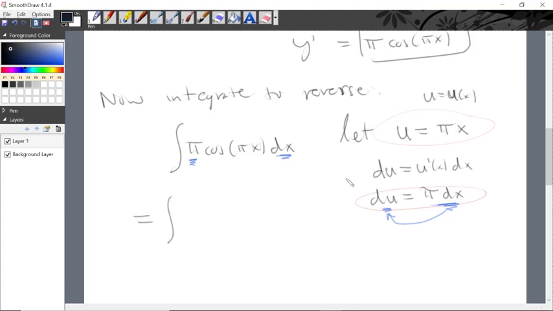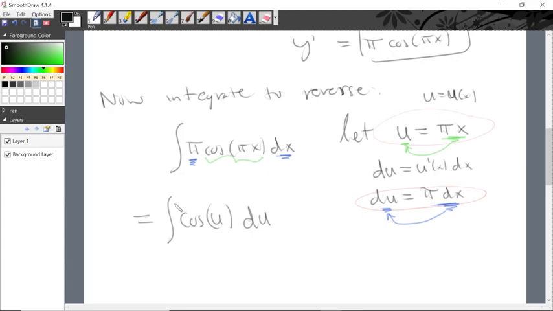So if we replace pi dx by du, then I can just put du, the differential with respect to u, at the end of this. And then replacing cosine of pi x, well, since we chose pi x is equal to u, then the cosine of pi x turns into the cosine of u. So we now have the integral of cosine of u du.